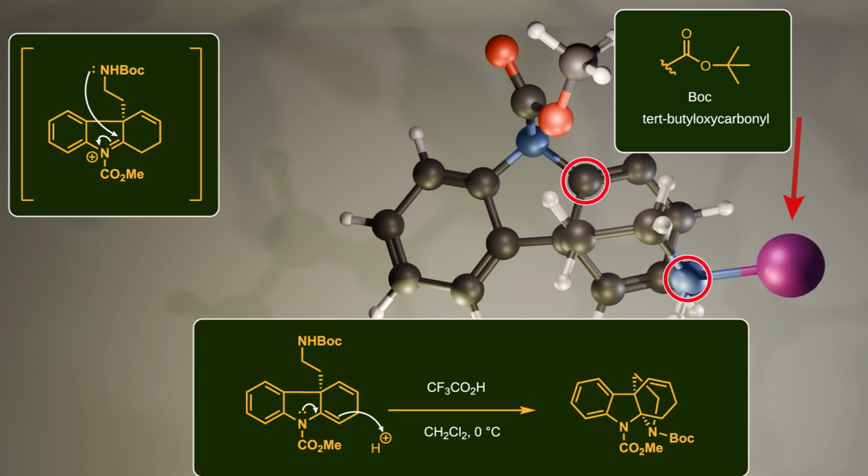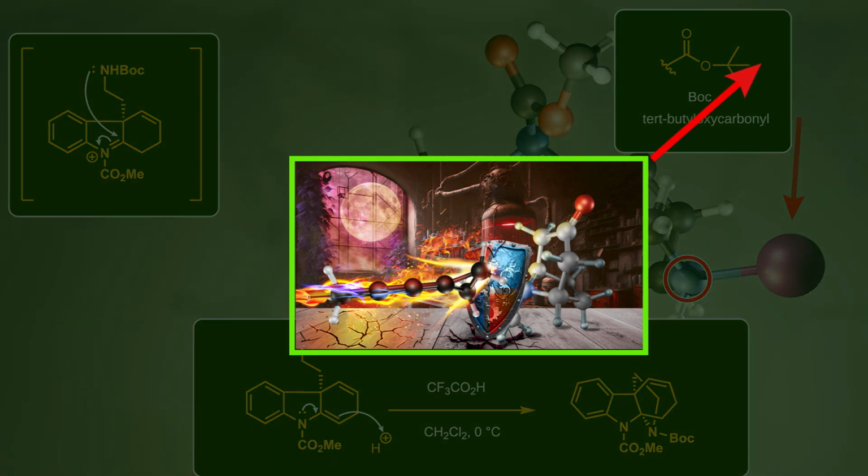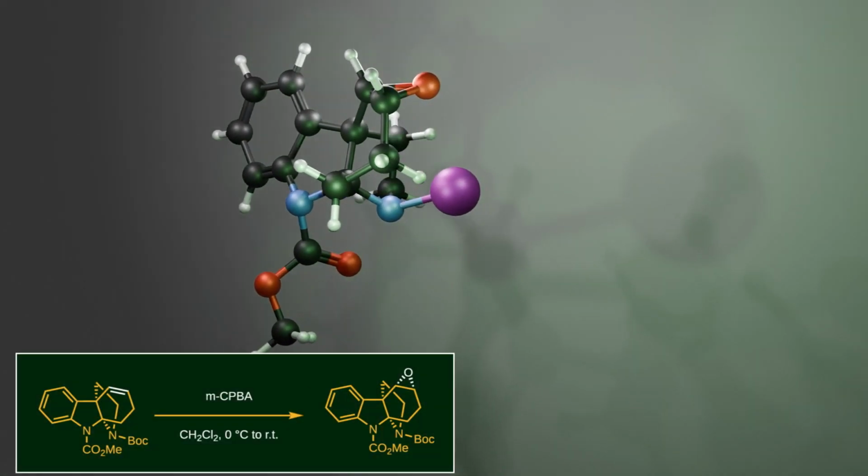If you want to learn more about protecting groups and how they can affect organic reactions, check out this video. In the next step, the remaining double bond undergoes epoxidation.